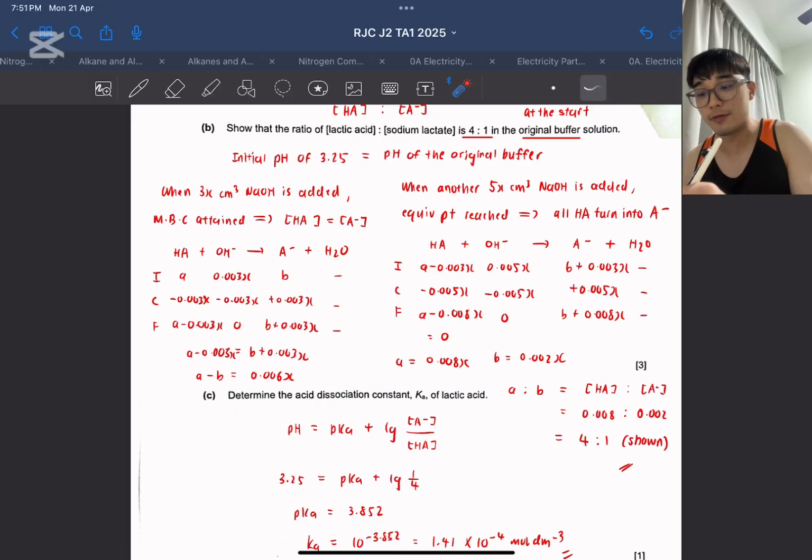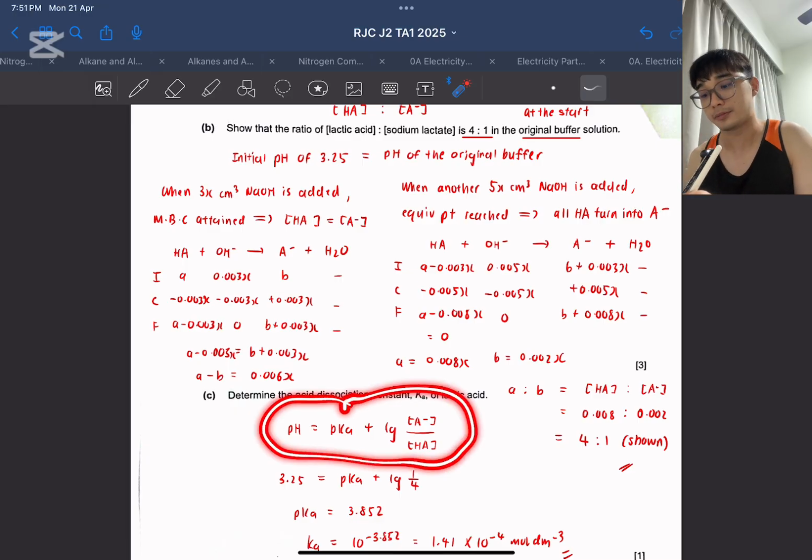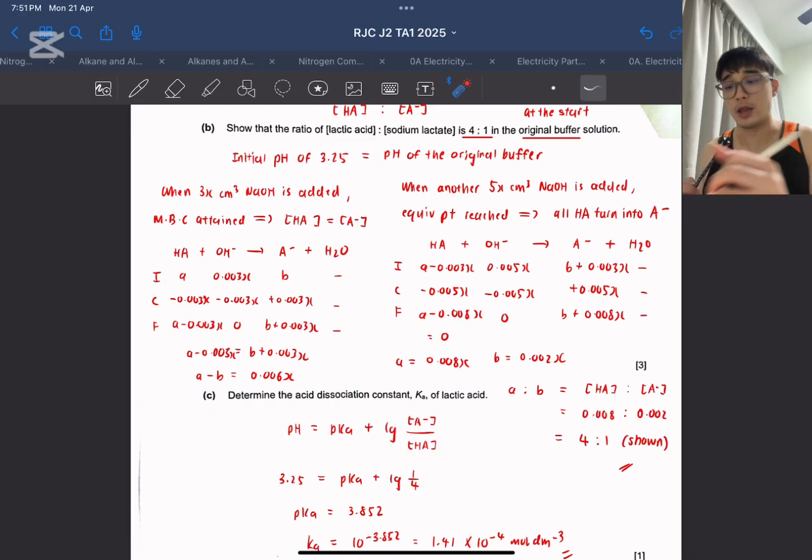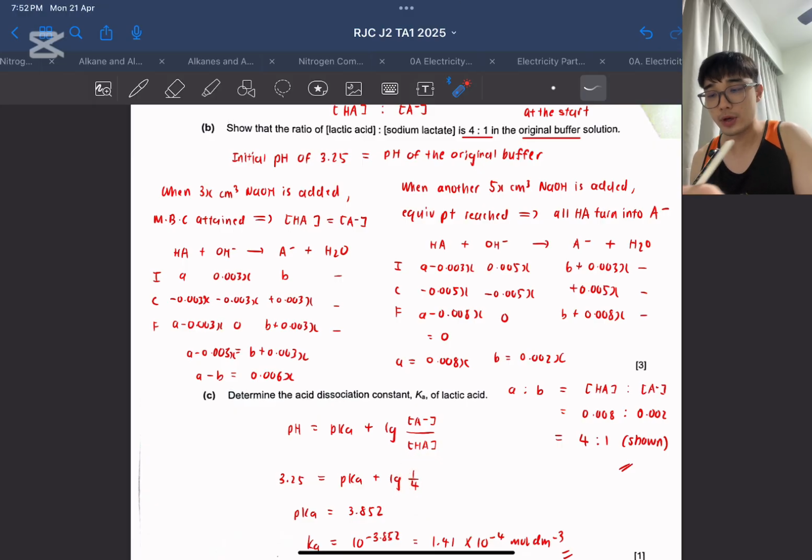And since this is a buffer, we can use this buffer equation. The initial pH is 3.25. Sub in properly, so it's A minus on top, HA at the bottom. So this is a 1:4 ratio. Okay, so go and solve for this question.